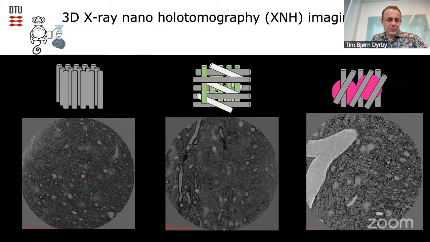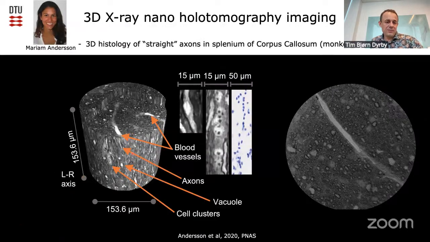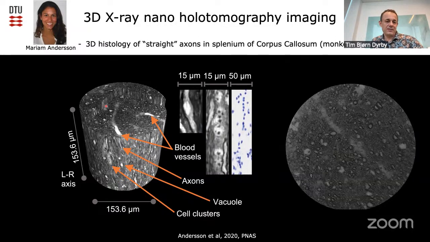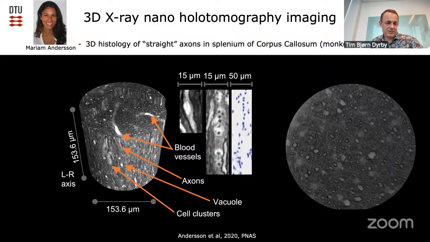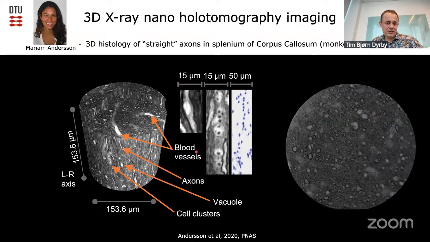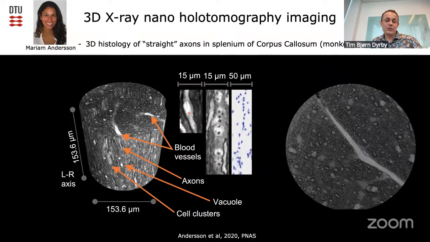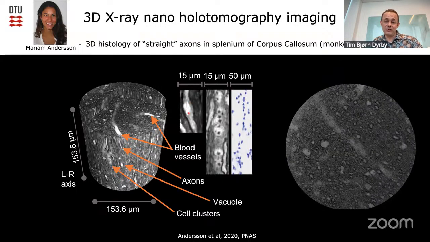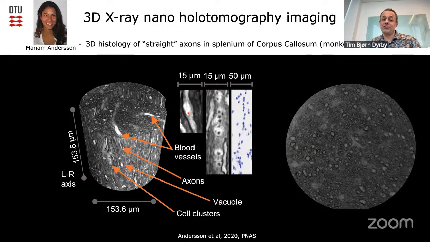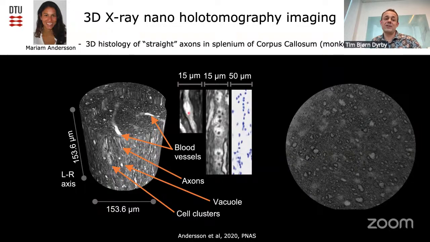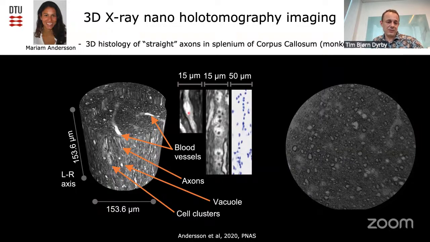When we look into this 3D volume, in the corpus callosum, we can see many fine details in 3D. We can see the blood vessels and the axons. It's a bit hard to see here, but you can zoom in. You can see what we could define as vacuoles, these high intensities here. We don't know what the vacuoles are, but it's a structure which is evenly distributed throughout the tissue, and we do not see it in all tissue types. So we believe it might have something to do with tissue preparation. Then we have cell clusters. You see them like clusters.